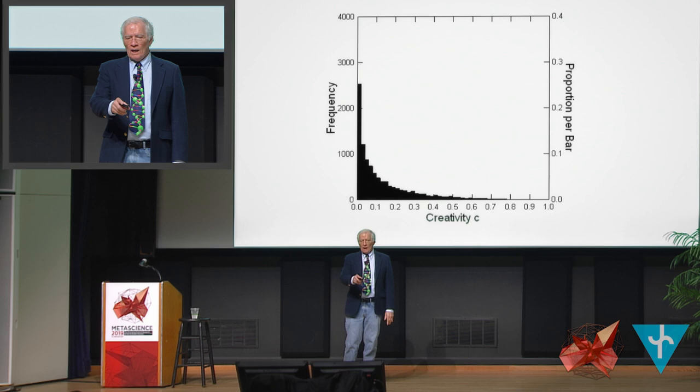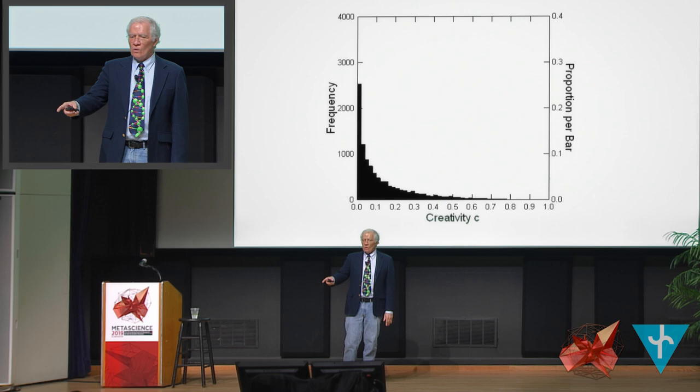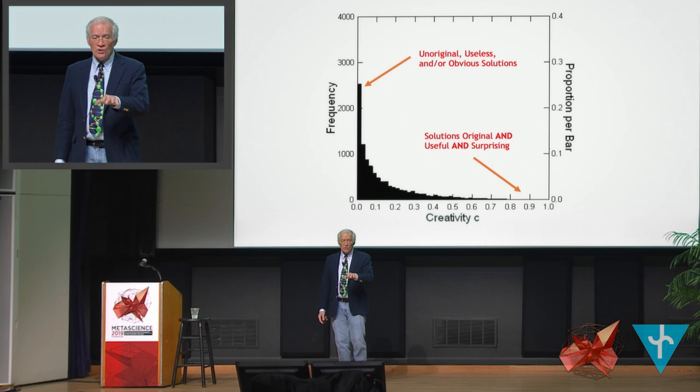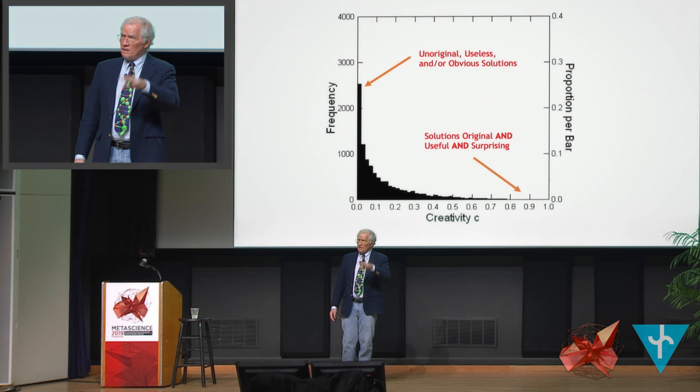So you have frequency on the vertical axis, and then creativity on the horizontal axis, and all the unoriginal, useless, and obvious solutions are on the right side of the graph, and they're very, very common. They're very, very easy to get, okay? And then on the other end, the highly creative solutions, the solutions that are original and useful and surprising, using "and," you know, in the conjunctive logical sense, are extremely rare.